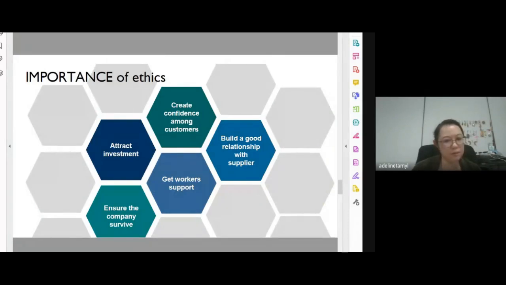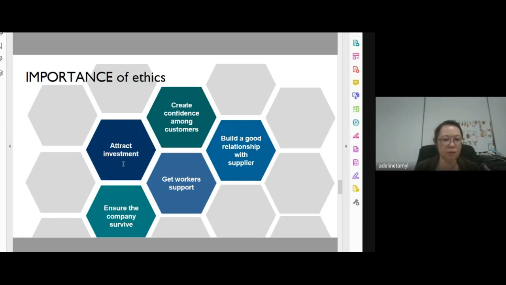Okay, what are the importance of ethics? For example, attract investment, investor willing to invest, especially investor in the Western world. Now they are very serious about the ethics of the company. If they know that this company have no ethics, tidak beretika dalam membuat perniagaan, so they will say this company will not survive, tidak akan berkembang, tidak akan berlangsungan, cannot survive for long, cannot sustain. So they think that this is not a good company to invest.